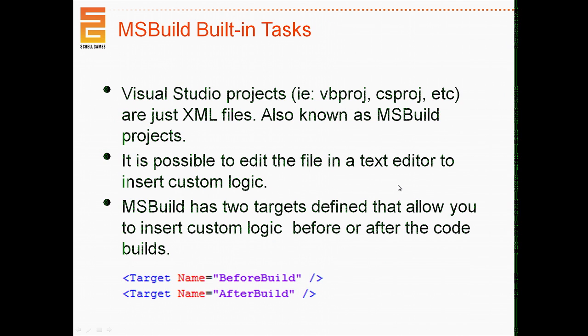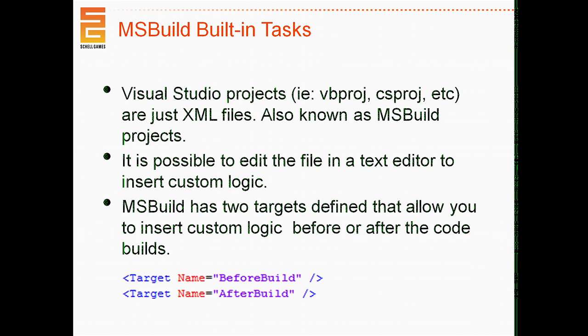So another alternative is MSBuild built-in tasks. This is a step up as we're more tightly coupled and integrated with the build process. Visual Studio projects are just XML files under the hood. This includes Visual Basic projects, C# projects, and a lot of other ones. These XML files are also known as MSBuild scripts. Since they're just XML, it's possible to edit these scripts in Notepad. You just open it up and you can start inserting your own custom logic.